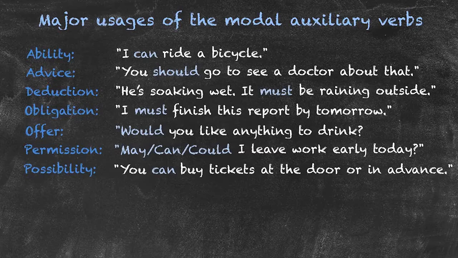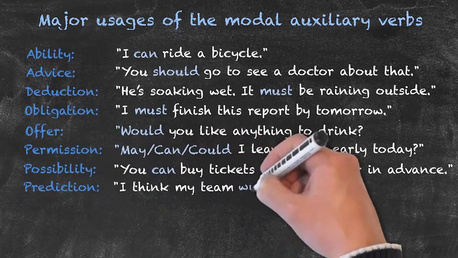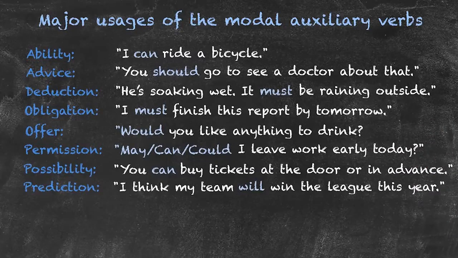You'll see that we use can here for ability and can for possibility. We're using must for obligation and must for deduction, so the usages are interchangeable. Now let's have a look at prediction. I think my team will win the league this year. I don't know that my team will win the league, but I'm predicting that they will.